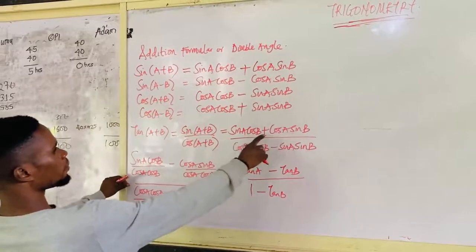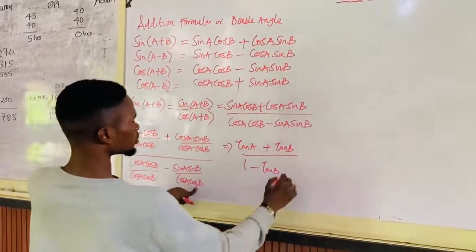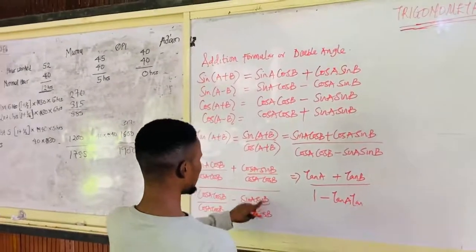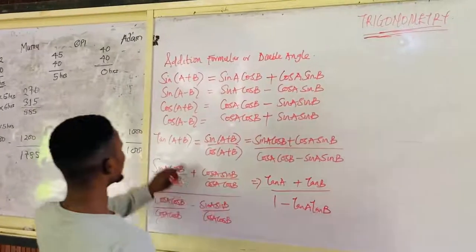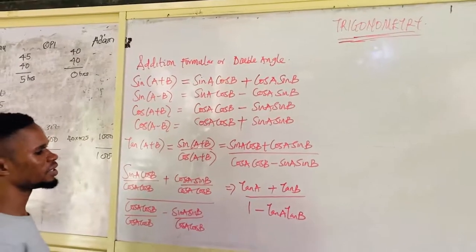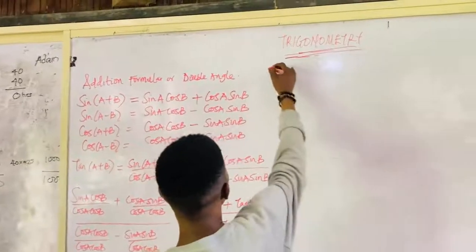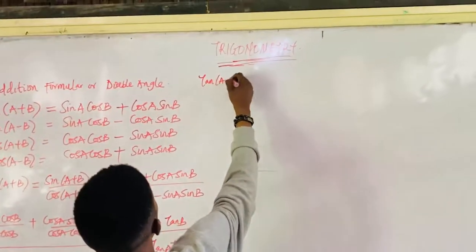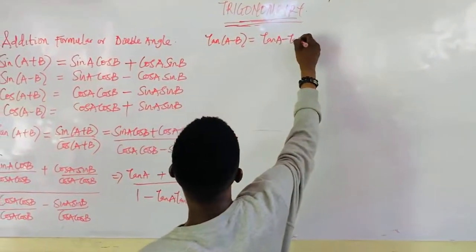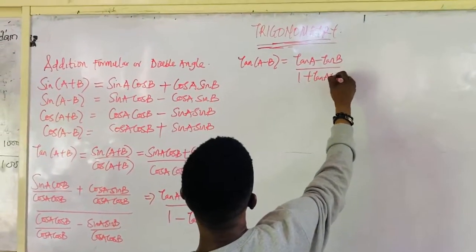Okay, this should be plus. So sine B over cos B is tan B. So tan A plus B is tan A plus tan B over 1 minus tan A tan B. Similarly, tan A minus B is tan A minus tan B all over 1 plus tan A tan B.